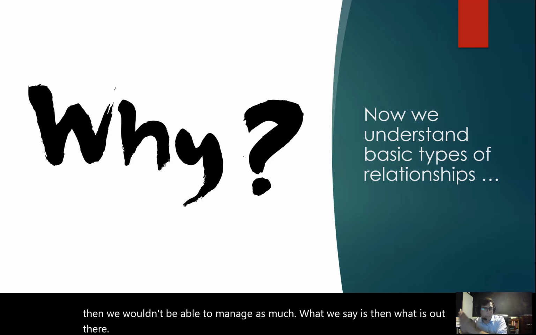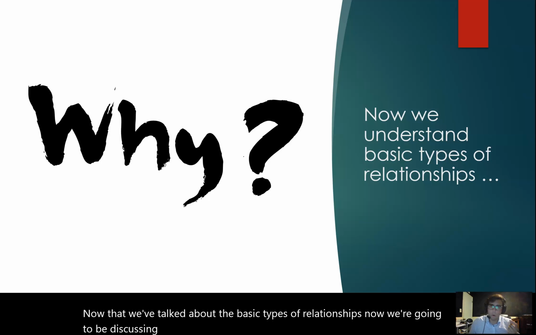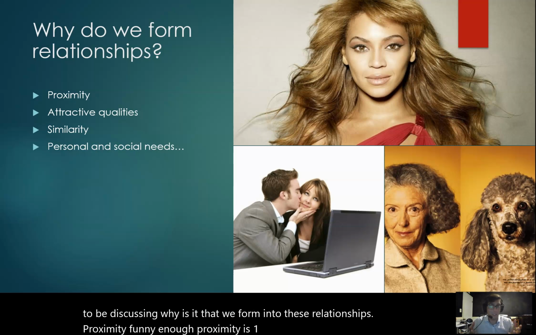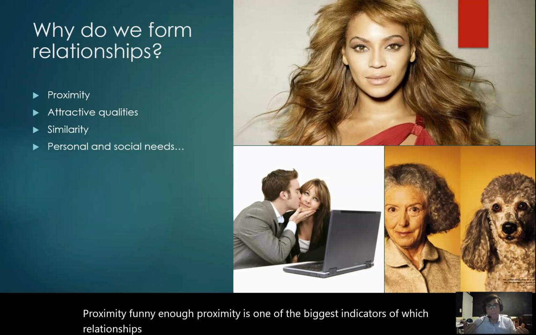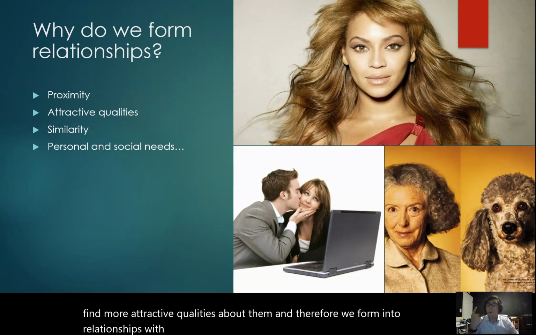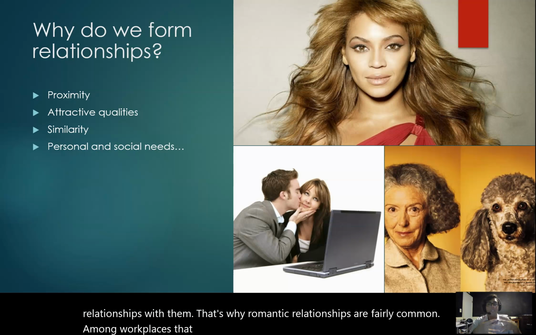Now that we've talked about the basic types of relationships, now we're going to be discussing why. Why is it that we form into these relationships? Well, proximity. Funny enough, proximity is one of the biggest indicators of which relationships will form. If we have more interaction with them, therefore we find more attractive qualities about them, and therefore we form relationships with them. That's why romantic relationships are fairly common among workplaces: we interact with them more, therefore we start to form relationships with them more.